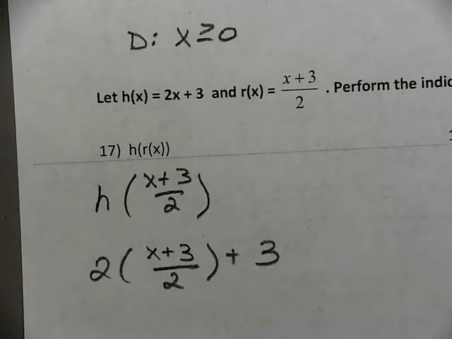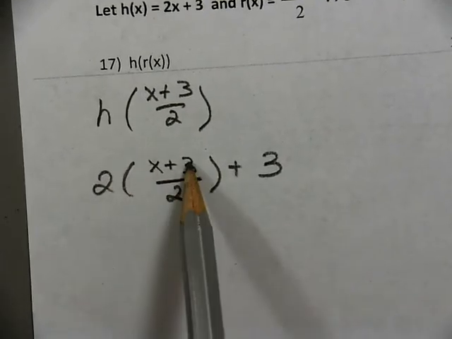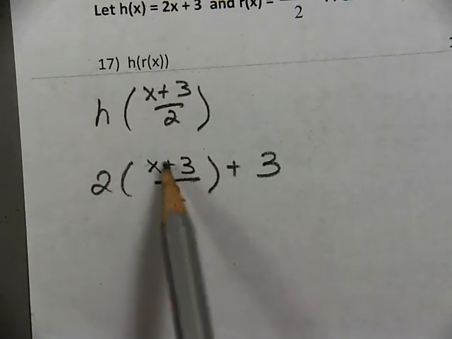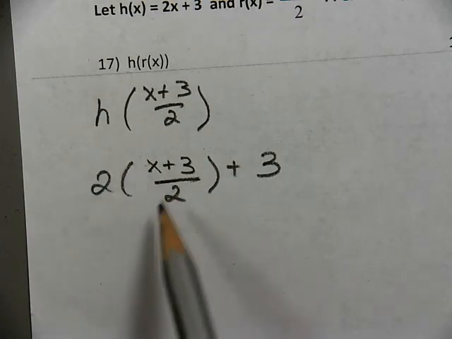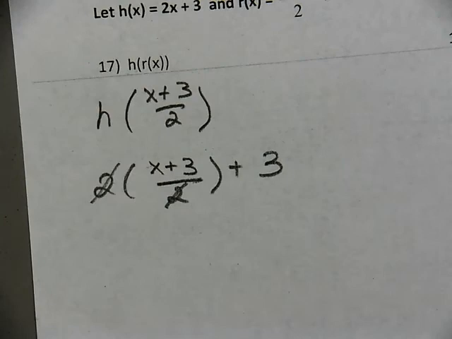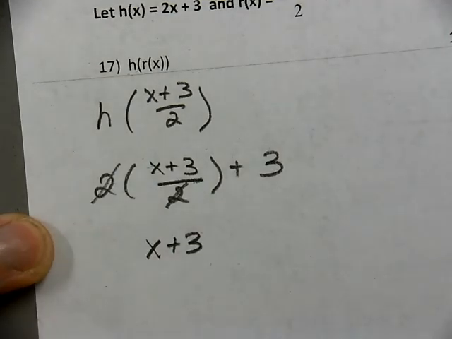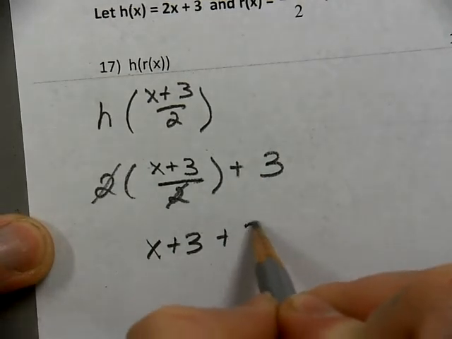Now there's a couple different ways we can simplify this. We can either distribute the 2 to the top numbers, call it 2x plus 6, and then reduce, or we could just reduce right here. 2 divided by 2 is 1. 1 times x and 1 times 3. Don't need parentheses anymore.